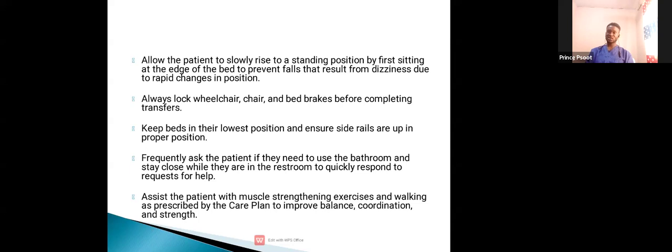Frequently ask your patients if they need to use the bathroom and stay close while they are in the restroom to quickly respond to requests for help. Assist your patient with muscle strengthening exercises and walking as prescribed by the care plan to improve balance, coordination, and strength.